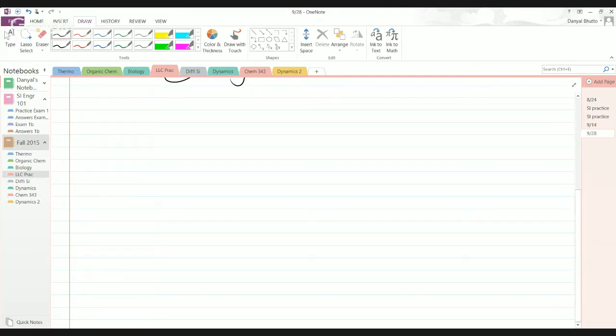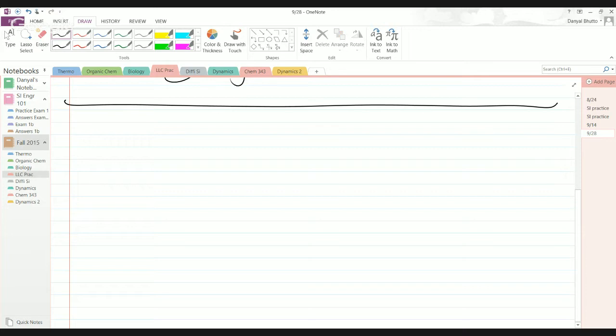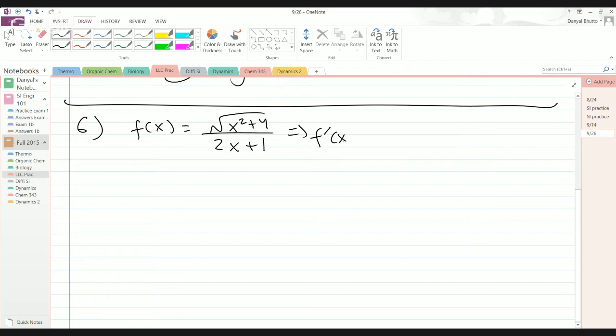So let's do number 1 or number 6. All right, guys, calm down. Let's get started. So 6 is f of x equal to square root of x squared plus 4 all over 2x plus 1. We're trying to find f prime of x.